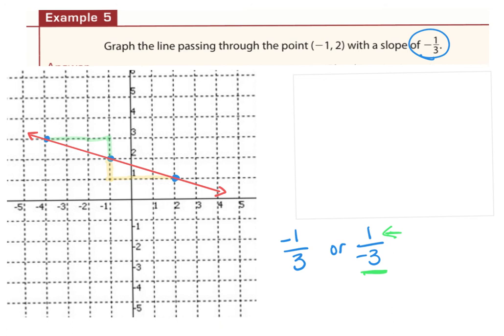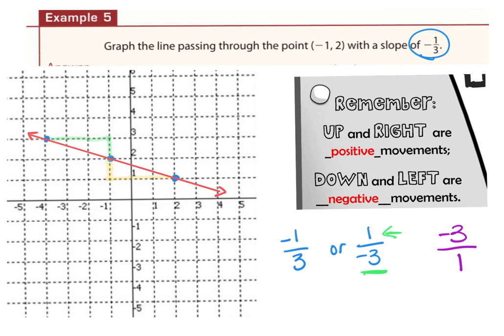If you have a whole number, so let's say on our example, we had -3. Remember, that was one of our slopes. -3 is -3 over 1. So I would go down 3 and right 1, or up 3 and left 1, okay? So if you have a whole number, it's just over 1. All right, so let's practice some graphing.